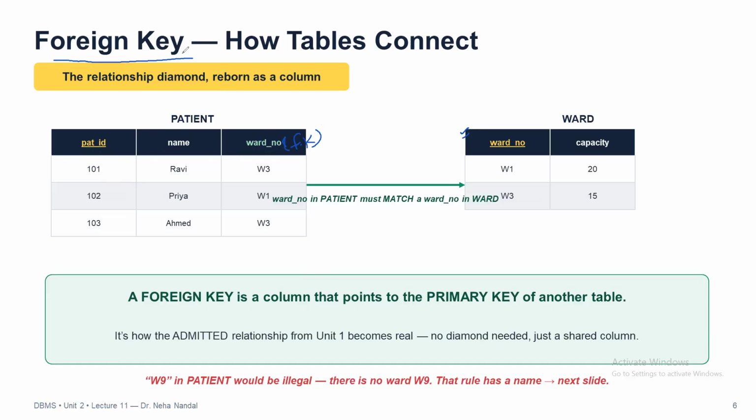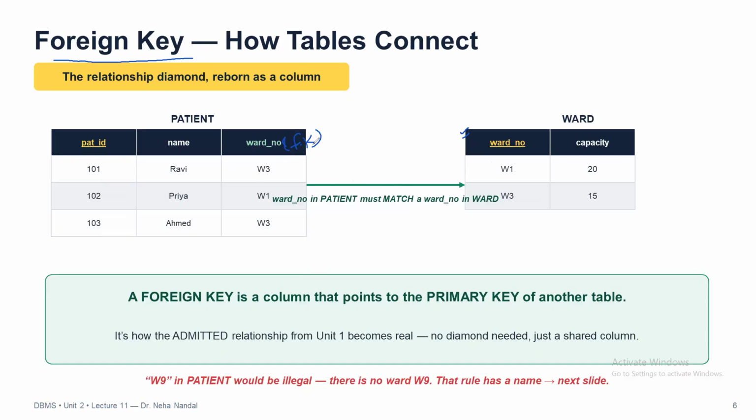So it is a column. This foreign key is a column which points to the primary key of another table. That is called a foreign key. Got it? A column that points to the primary key of another table. So this is an admitted relationship from ER design, if you remember. Here, no diamond is being utilized. We have to connect these two tables utilizing a foreign key. In this way, we are utilizing the ward number in the patient table.